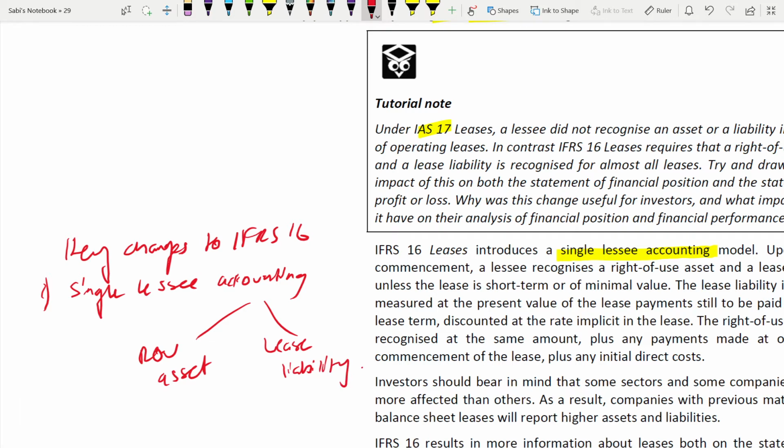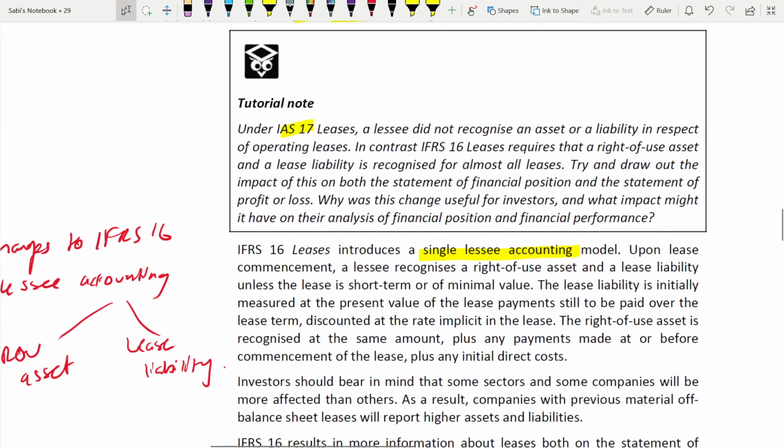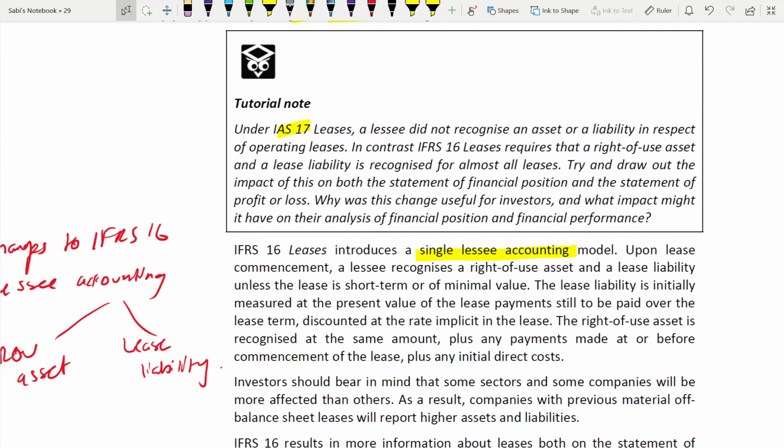Okay, whether you give it in a separate paragraph or together, it does not matter so much. So the first paragraph talks about that only, that you have to recognize right of use asset as well as lease liability. But for lease liability, there are exceptions. Make sure that you write those exceptions only. One is short term, one is minimal value.